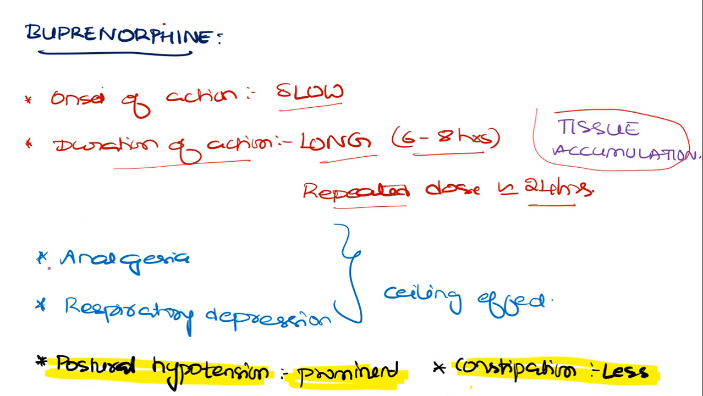Similar to the other drugs, analgesia as well as respiratory depression have ceiling effects. And one more thing you should remember is that constipation is very low with buprenorphine when compared to the other group of drugs as well as morphine. And also postural hypotension is very prominent with buprenorphine.